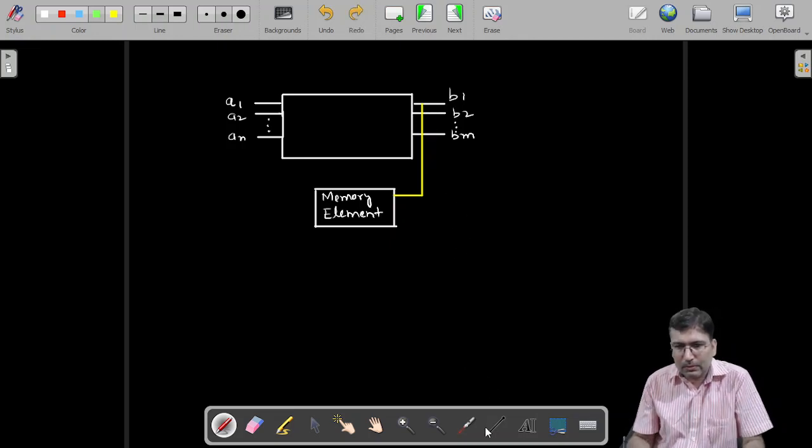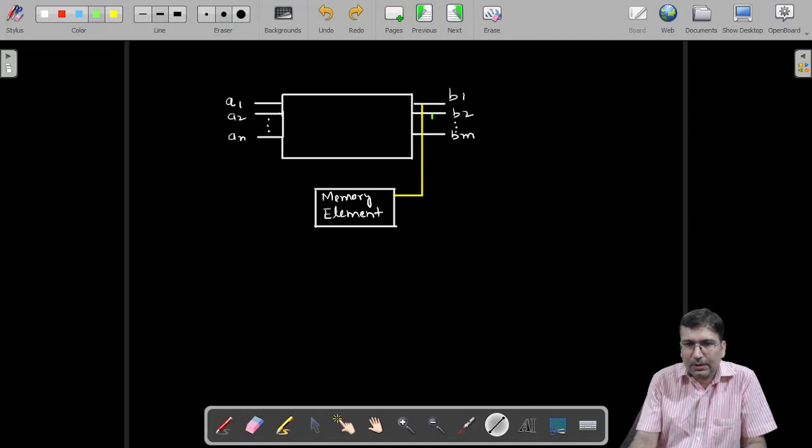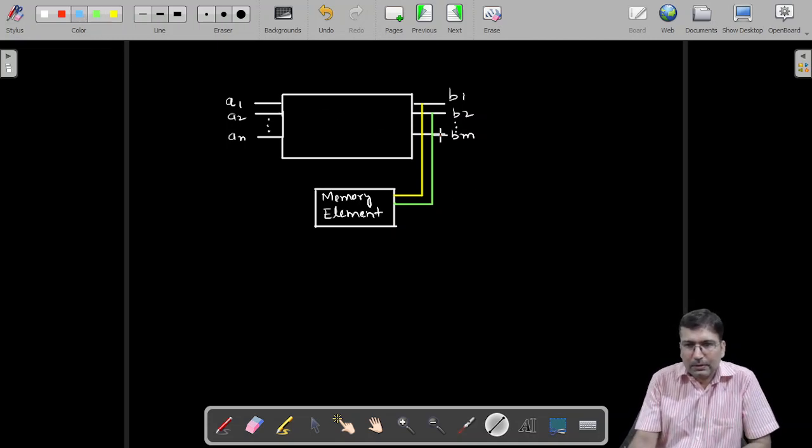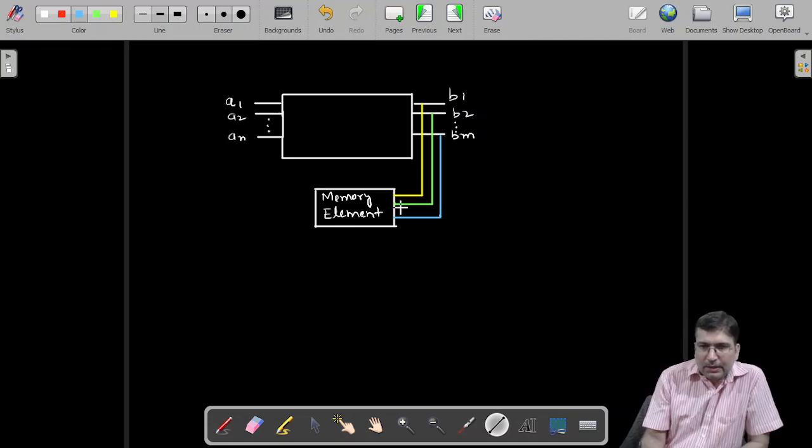So the output is coming like this and getting stored like this, and so on till M. All are being stored in that manner. Right. Now these outputs will be passed as input also. So let me connect all this.